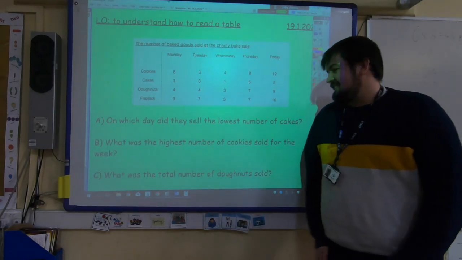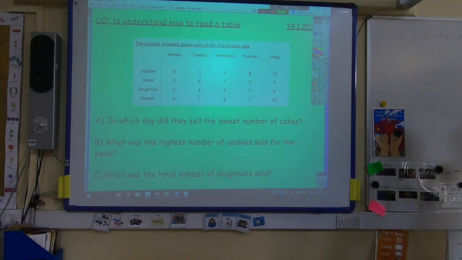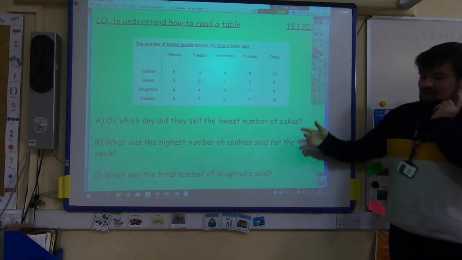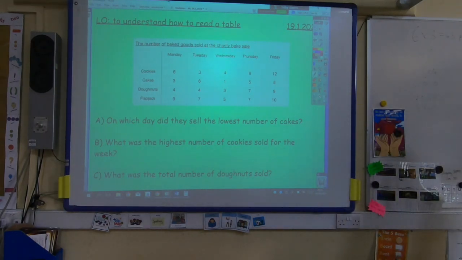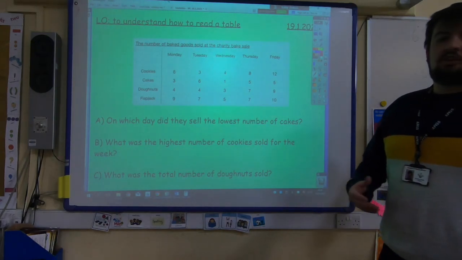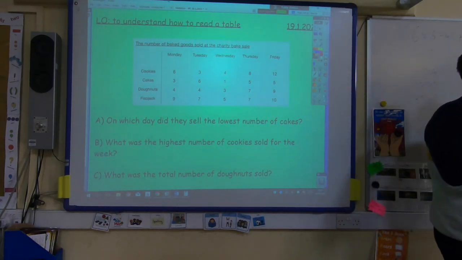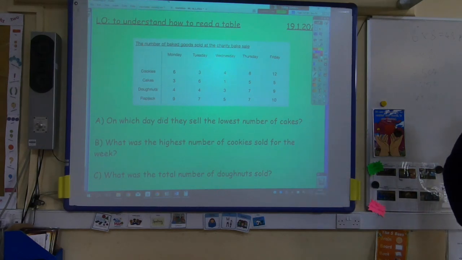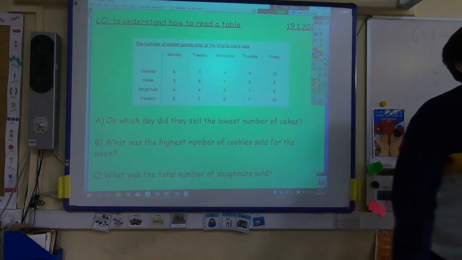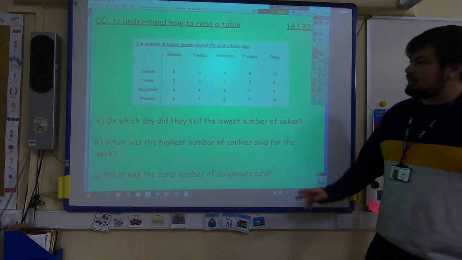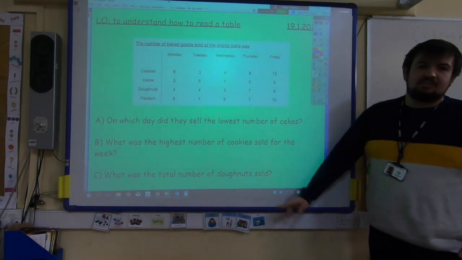Cool. Last question. What was the total number of donuts sold? So we're not looking just for one number. We're not just looking for a day of the week. I'm looking for something else. What's the clue in this question? There's a clue in it to tell us what we need to do. Robin? It says what was the total? So you have to add all of the numbers on the row of donuts. Wonderful, yeah. For total, we have to add all of those numbers together.